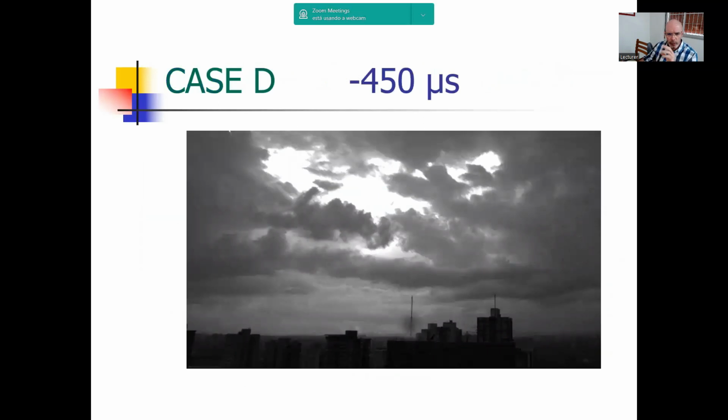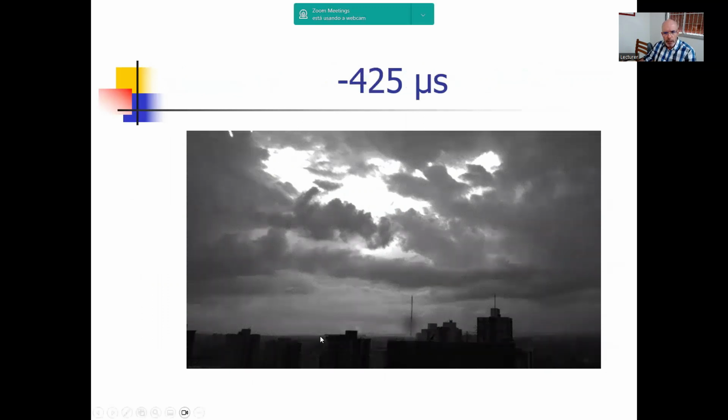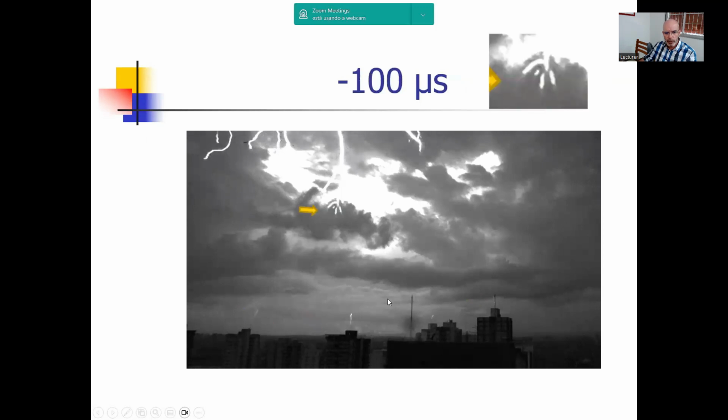Okay, let's have a closer look at case D. And here you see the time from the return stroke, which is time 0, and you see in a very nice way how buildings start to respond to the downward leader, and they alternate. Some of them appear only once, some of them keep progressing.